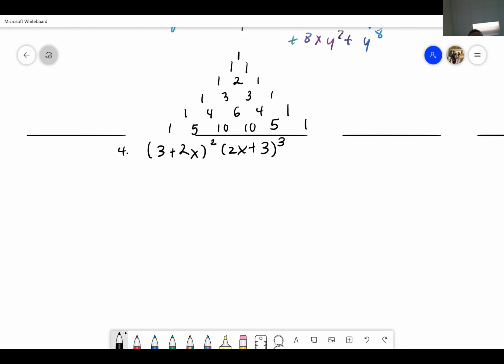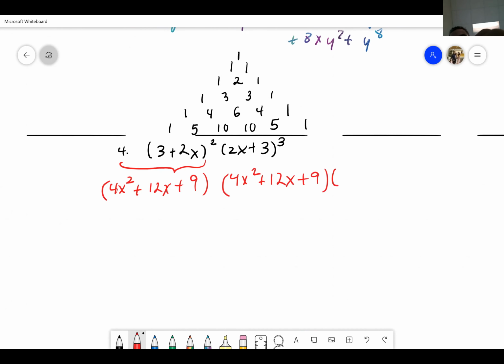We could do this part here very quickly. That's 4x squared, 3 times 2 is 6 times 2 is 12, that's 12x plus 9. So we just took care of that one. What on earth am I thinking giving you this question? So I'm just going to write 4x squared plus 12x plus 9, but then I still got to multiply times 2x plus 3. So all I did was expand it once.